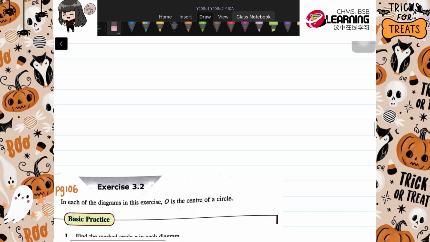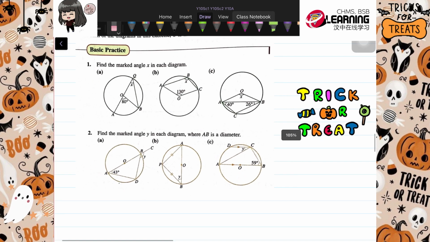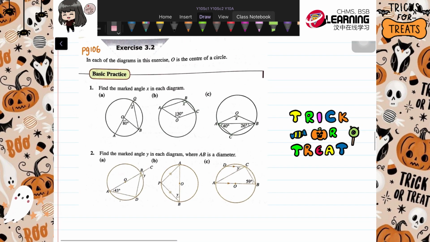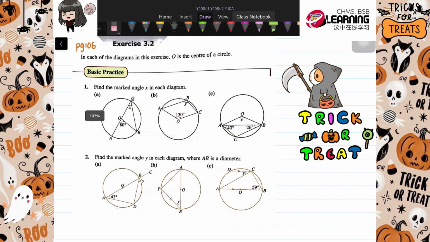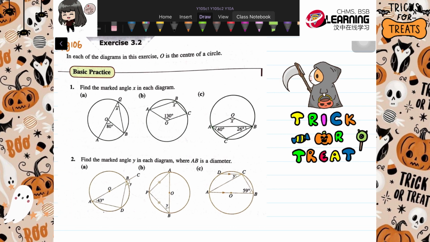So what we're going to do today is exercise 3.2, page 106, question 1 and question 2, all of this. And I'm going to guide you through a few questions here. Question 1A, you can do yourself.